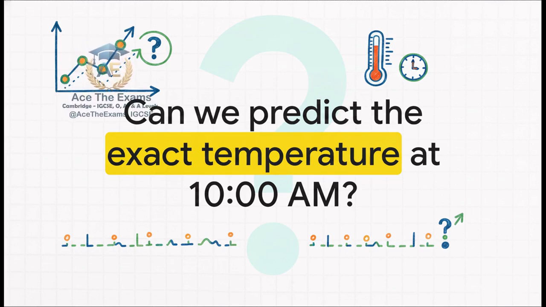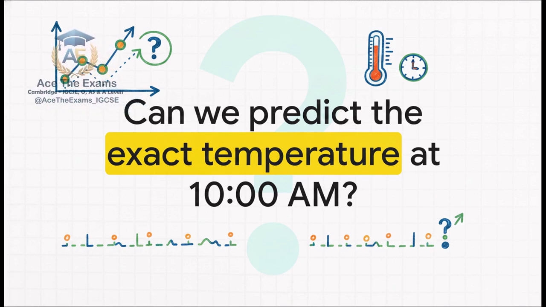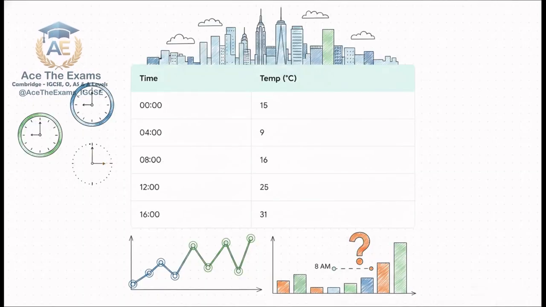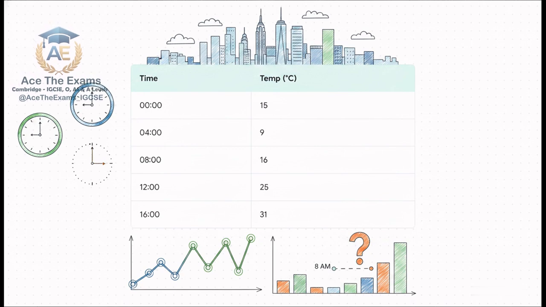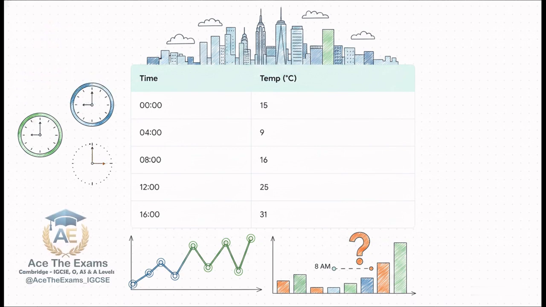Now, line graphs aren't just for looking backward at what already happened. They actually allow us to fill in the blanks of reality. The challenge for you becomes, can we predict a data point, let's say the exact temperature at 10 a.m., even if we never actually recorded it in the real world? Let's look at this. With these temperature readings taken in New York, we have data at midnight, 4 a.m., 8 a.m., noon, and 4 p.m.